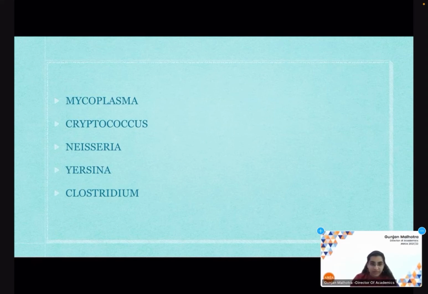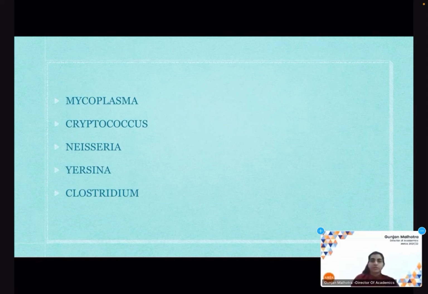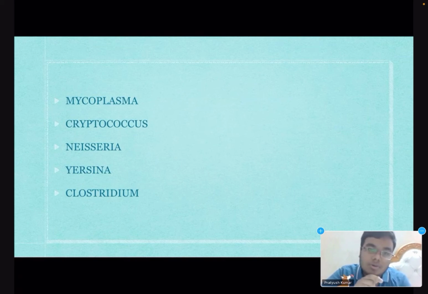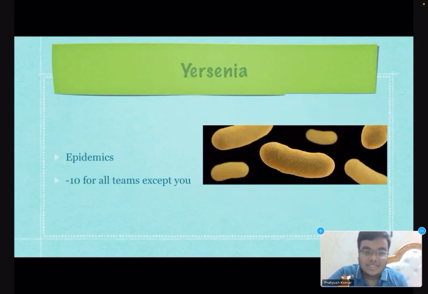Who do we have next? Is it Gunteshwar with plus 60? Pratyush and Gunteshwar both have plus 60. Okay, so we have Pratyush next, since he had more in prelims. So Pratyush, what would you like to choose? I just have a doubt. What was Cryptococcus power? Respin the wheel, no negative points. Okay. I think Yersinia is the one which causes -10 to everyone else, right? Yes. So I'll go with Yersinia.